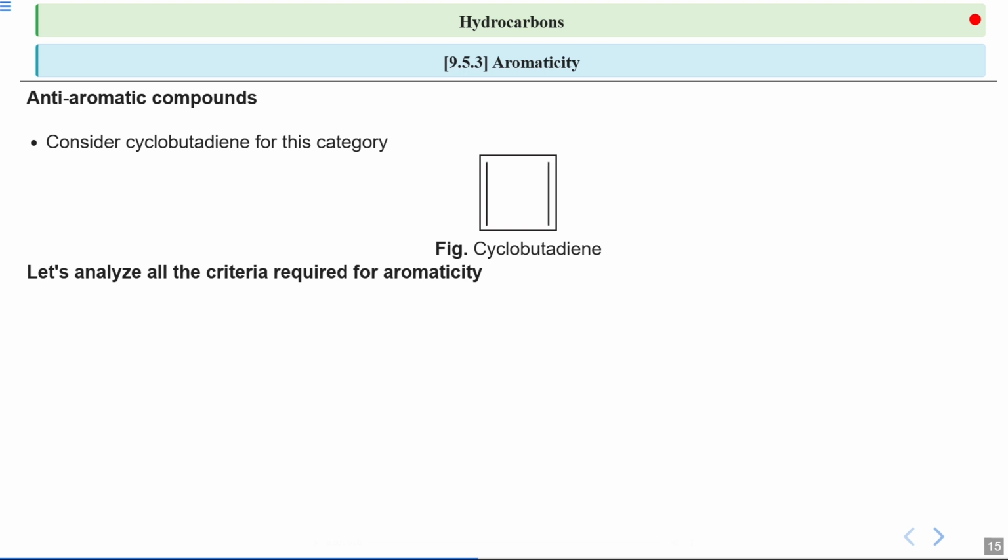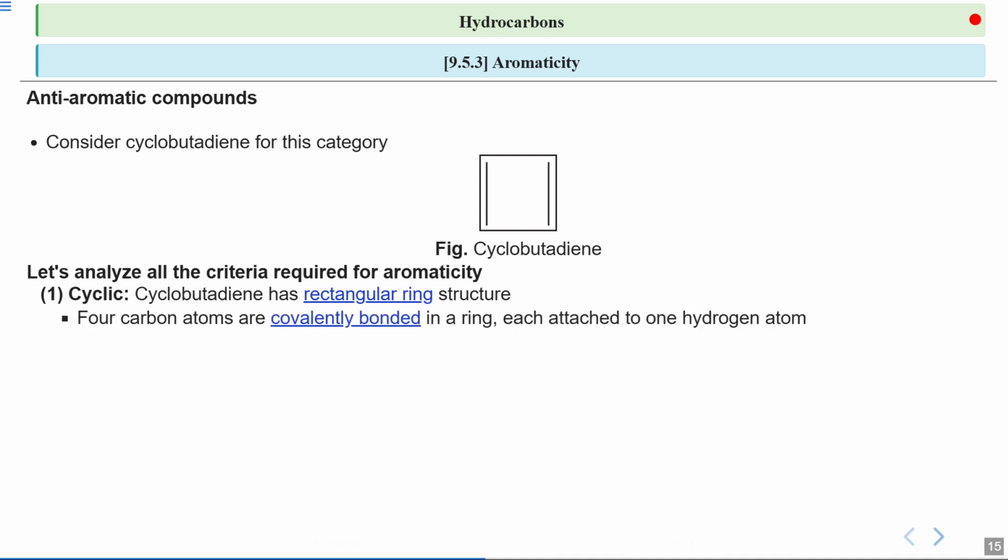Now, let us analyze all the criteria required for aromaticity. First, let us check if cyclopentadiene is cyclic or not. A cyclic compound means the atoms are connected in a closed loop in a ring. In cyclopentadiene, the 4 carbon atoms form a rectangular ring, which satisfies this first requirement.